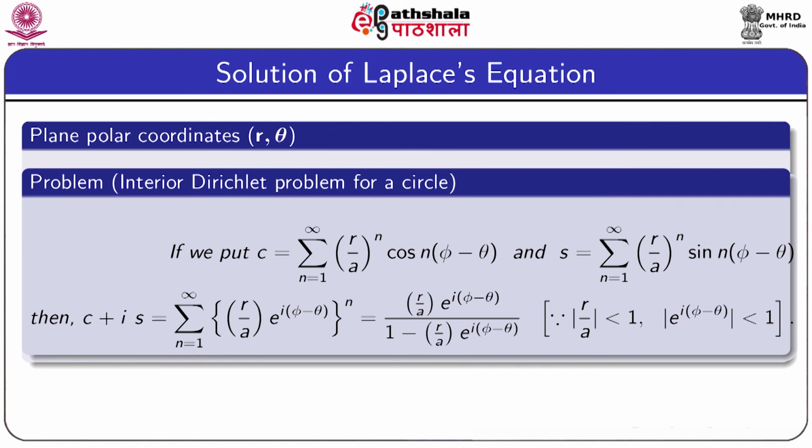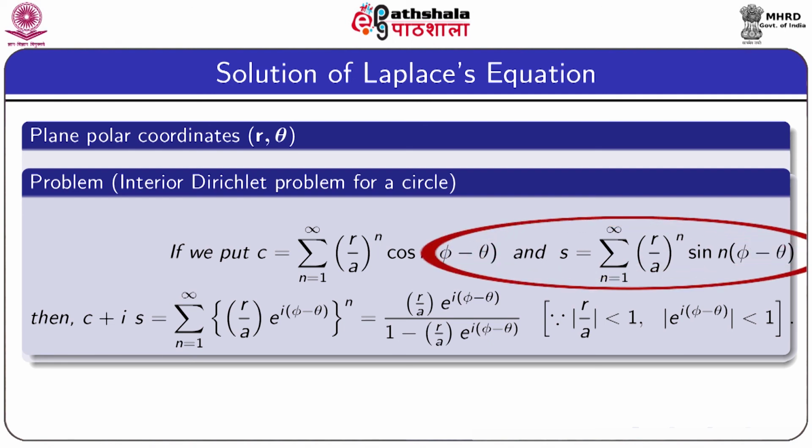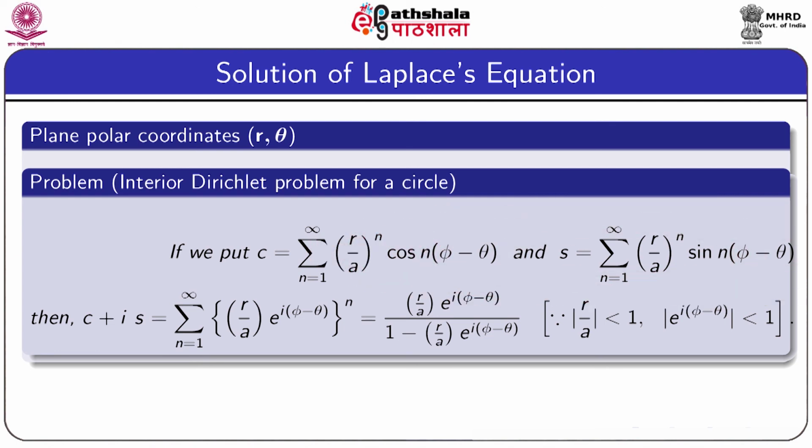Now, it is to be noted that there is an infinite series in the summation, and we want to find the value of this sum. To find it, we assume C as the sum of (r by a) to the power n cos of n (phi minus theta), and S is assumed as the sum of (r by a) to the power n into sin n (phi minus theta).